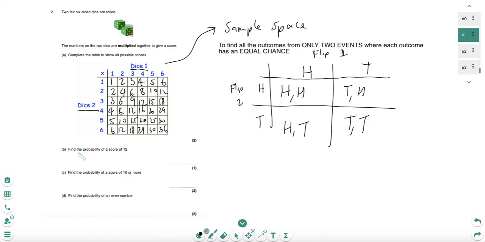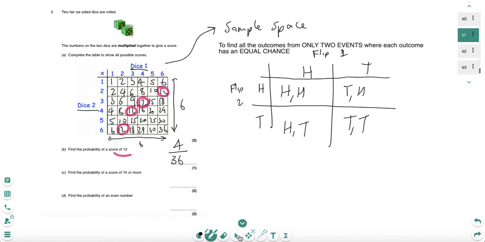So now we have to find the probability of scoring a 12. So all I'm going to do is I'm going to find all the 12s in my table. So 12 here, here, here, and here. So there are 4 12s. There's 4 possible ways to get 12 out of how many ways in total? Well, let's count all the boxes. So we can just go, there's 6 across by 6 up. That's a faster way. So 6 times 6 is 36. There's 36 possible combinations, okay?